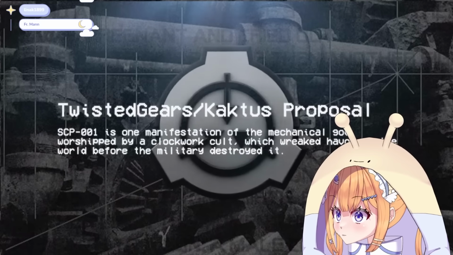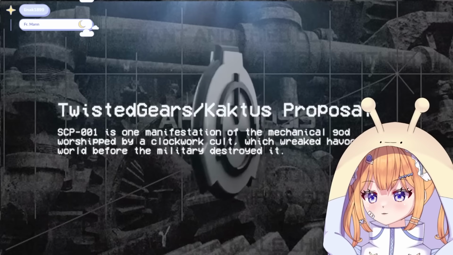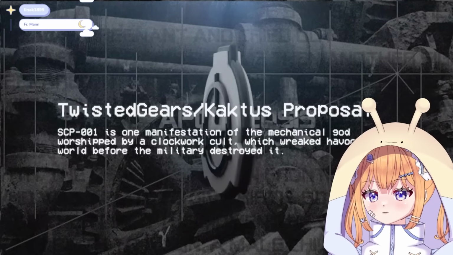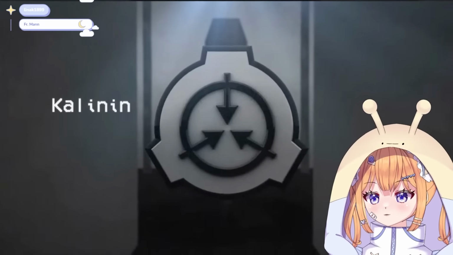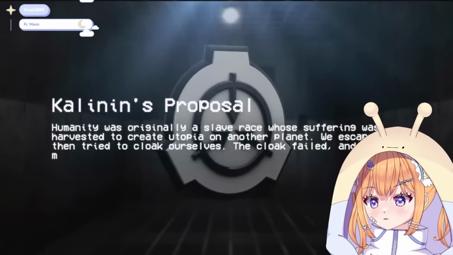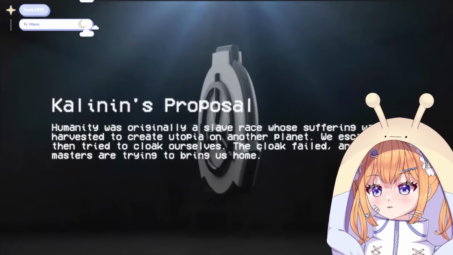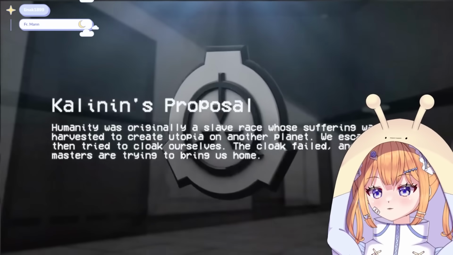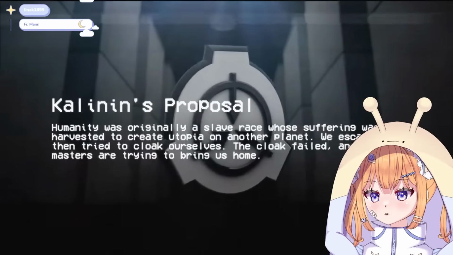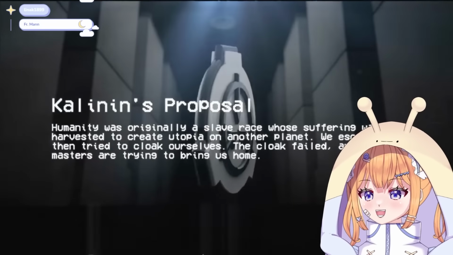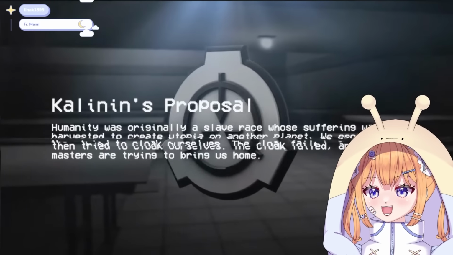SCP-1 is one manifestation of the mechanical god worshipped by a clockwork cult, which wreaked havoc on the world before the military destroyed it. And finally, number 6, Kaladin's proposal. Humanity was originally a slave race whose suffering was harvested to create utopia on another planet. Oh my goodness! We escaped and then tried to cloak ourselves. The cloak failed, and our masters are trying to bring us home.